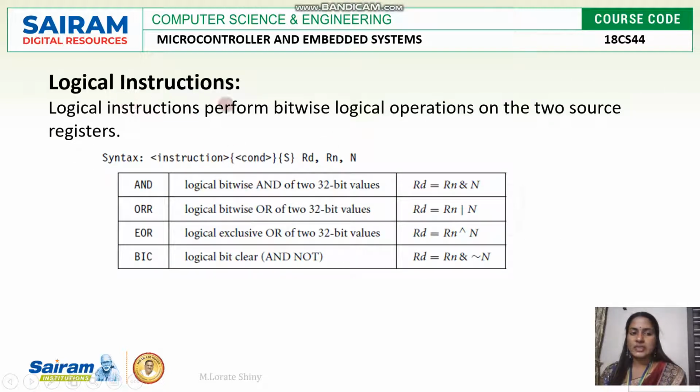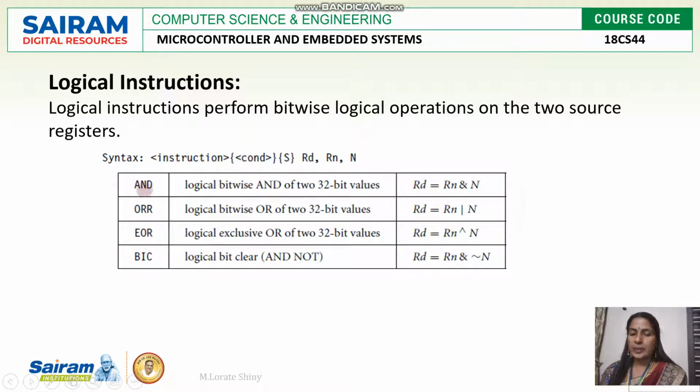Next, logical instructions. Logical instructions are used to perform bitwise logical operations between two register contents, or between an immediate value and register content. In the syntax there is a condition, and the same 3 operands: RD to store the result, and Rn and n to hold the data for the operation. There are 4 instructions: logical AND, logical OR, logical XOR, and bit clear.